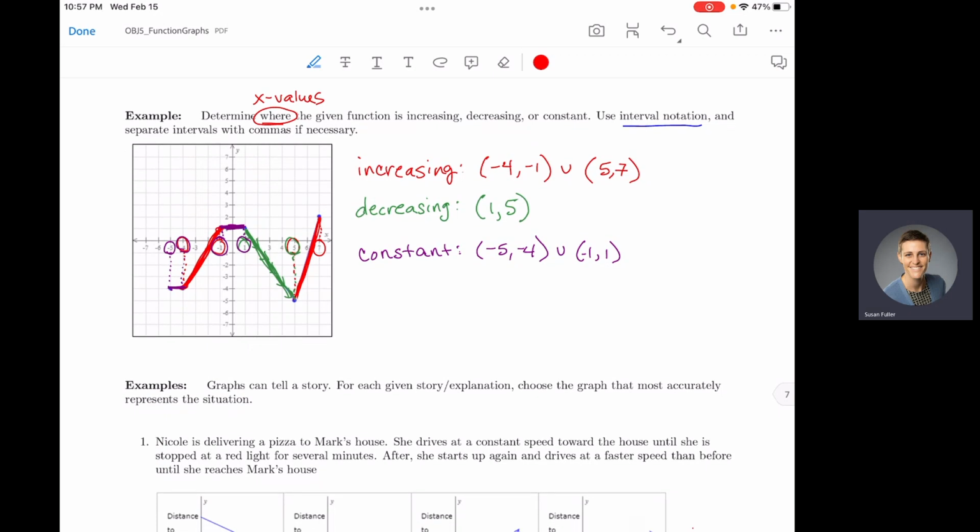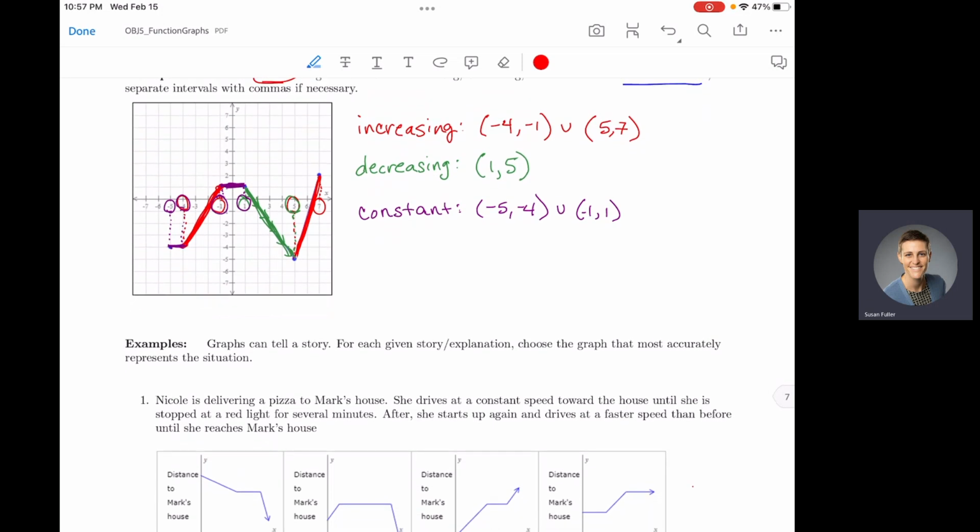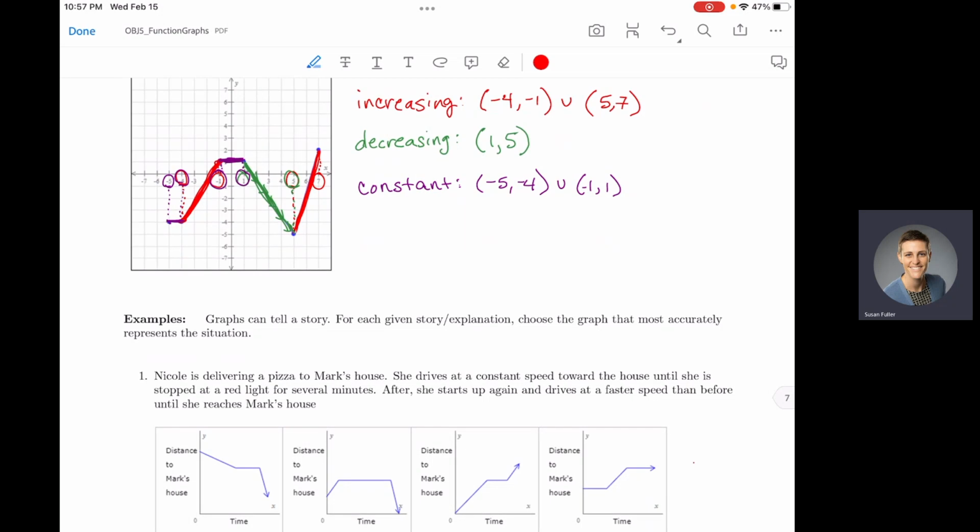All right, so that's how we identify where our function is increasing, decreasing, or constant. Trace your function from left to right, and then refer to each place where you're increasing or decreasing or constant by the x values that they cover.